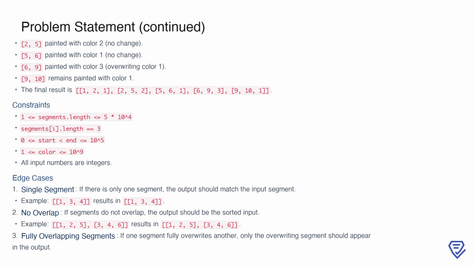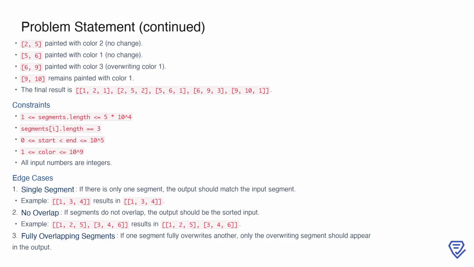Breaking this down further, after processing all the segments, the canvas is divided as follows. The range from 1 to 2 retains the original color 1 because it was never overwritten. The range from 2 to 5 is painted with color 2, as the second segment overwrote the initial color. The range from 5 to 6 remains painted with color 1, as it was unaffected by later segments. The range from 6 to 9 is painted with color 3, as the third segment overwrote the previous colors in this region. Finally, the range from 9 to 10 retains color 1, as it was not overwritten. This gives us the final output of [1, 2, 1], [2, 5, 2], [5, 6, 1], [6, 9, 3], [9, 10, 1].